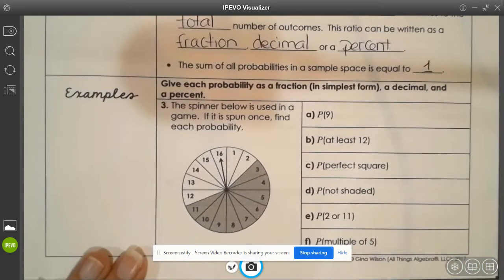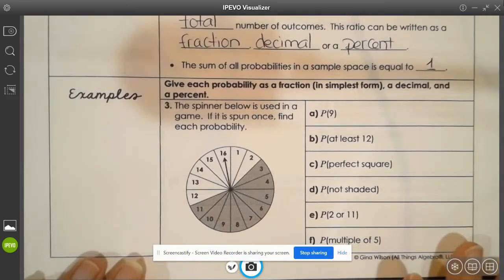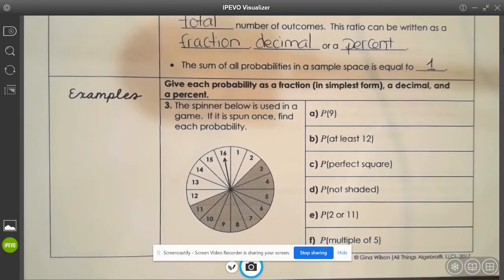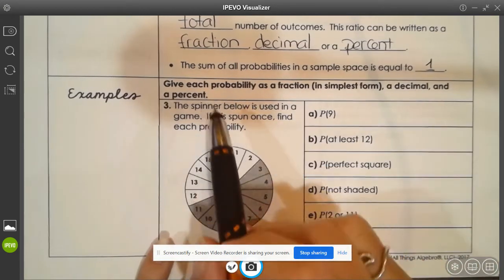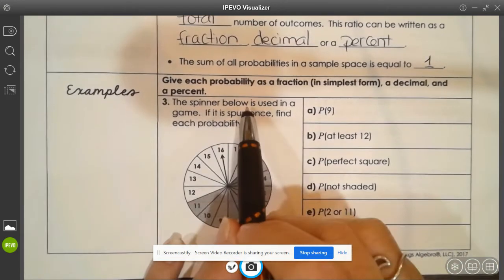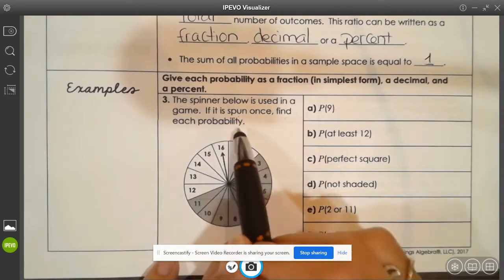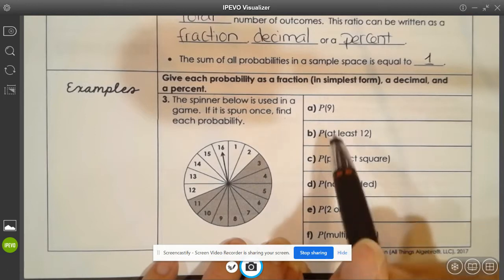All right, so the first example says, give each probability as a fraction in the simplest form. Once we have the ratio, we need to remember to simplify our fractions, always here in probability too. So the spinner below is used in a game. It is spun once. Find each probability. So let's answer these questions here.